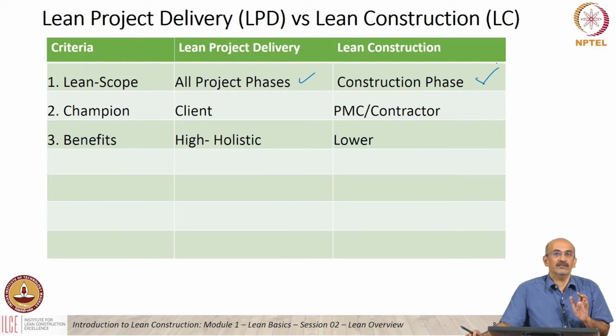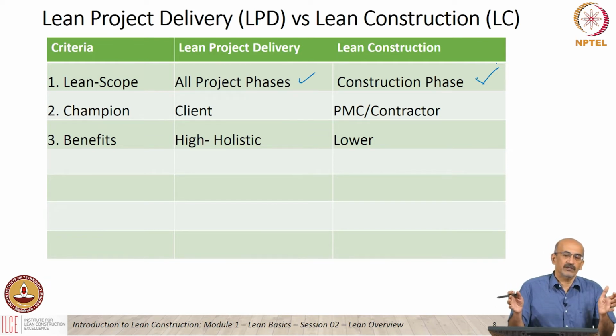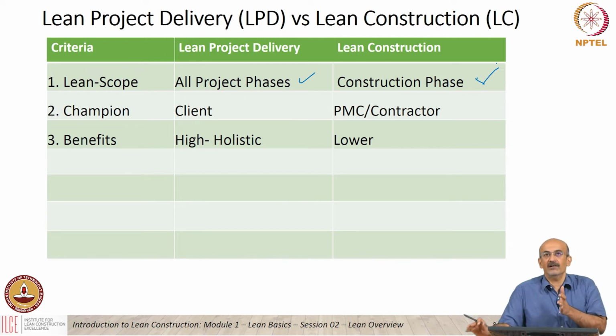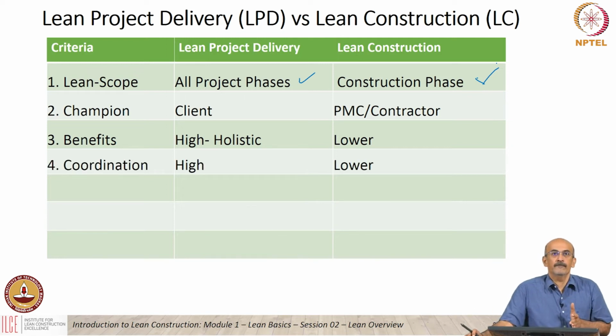If we look at benefits, obviously for lean project delivery, the benefits are going to be much higher and more holistic because it is covering all phases of the project. From lean construction, it is definitely lower, but by no means insignificant. It's lower than for a project delivery, but still relevant and required. The coordination requirements for lean project delivery are much higher. Lean construction obviously is less.